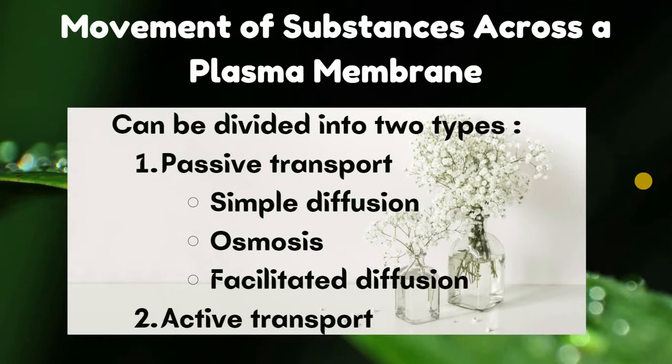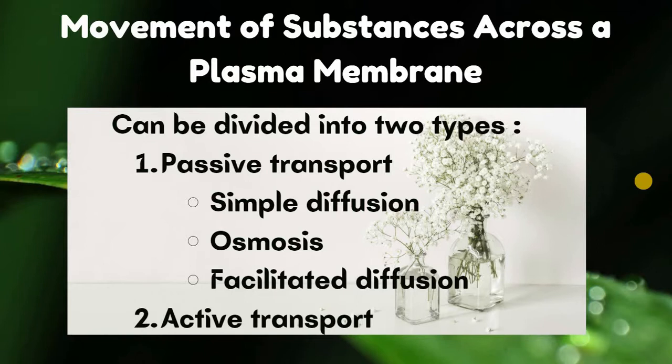Next we go to the types of movement. Movement of a substance across a plasma membrane can be divided into two types. First, passive transport, which has three types. What are they? Number one, simple diffusion. Number two, osmosis. And number three, facilitated diffusion. Please spell it correctly.